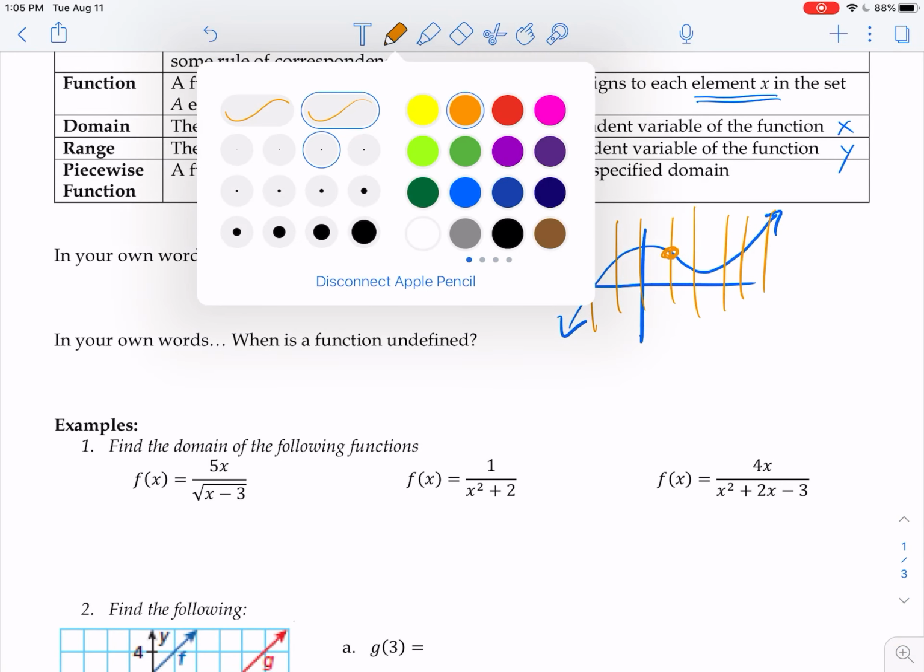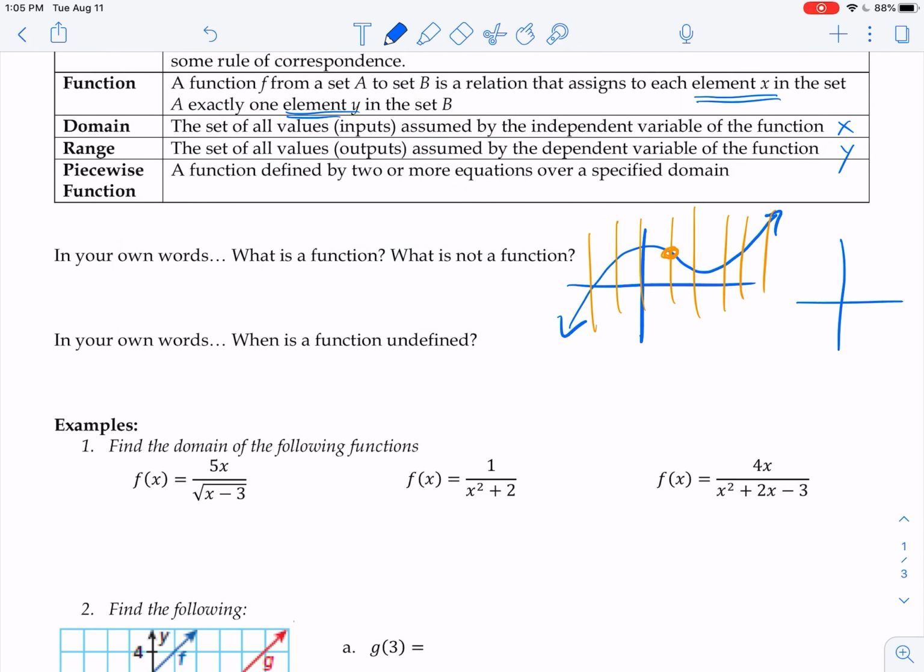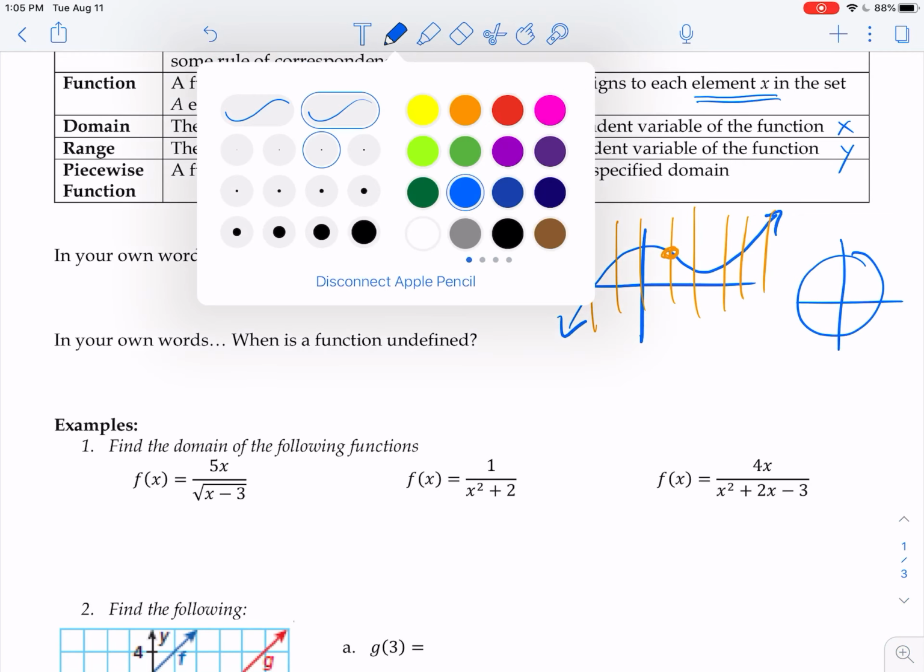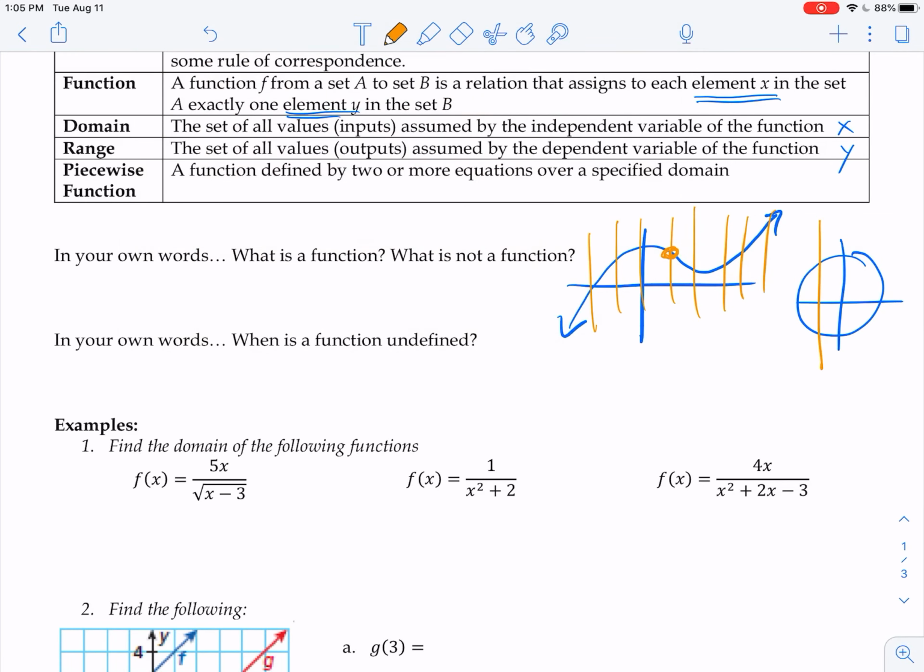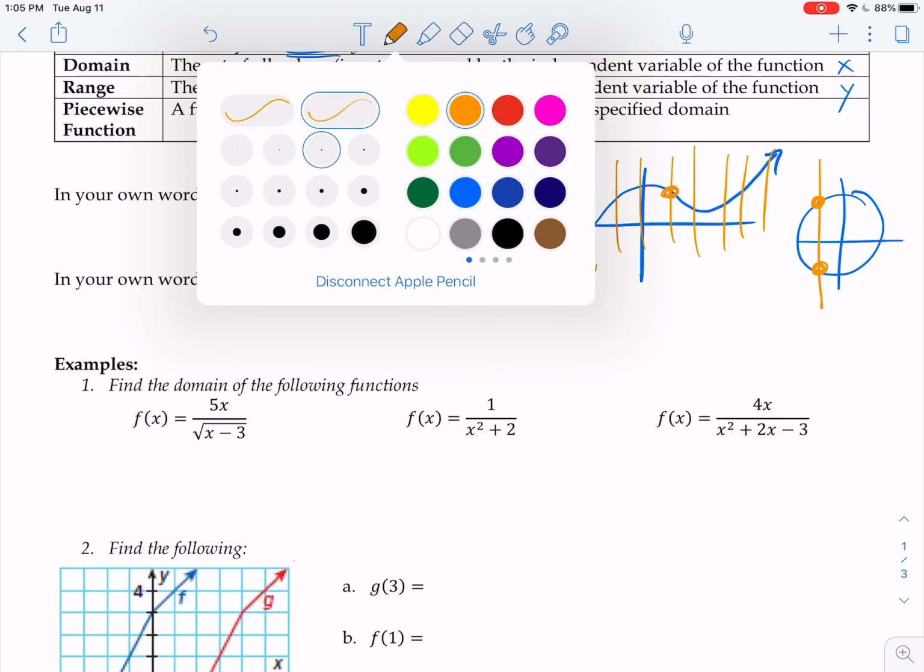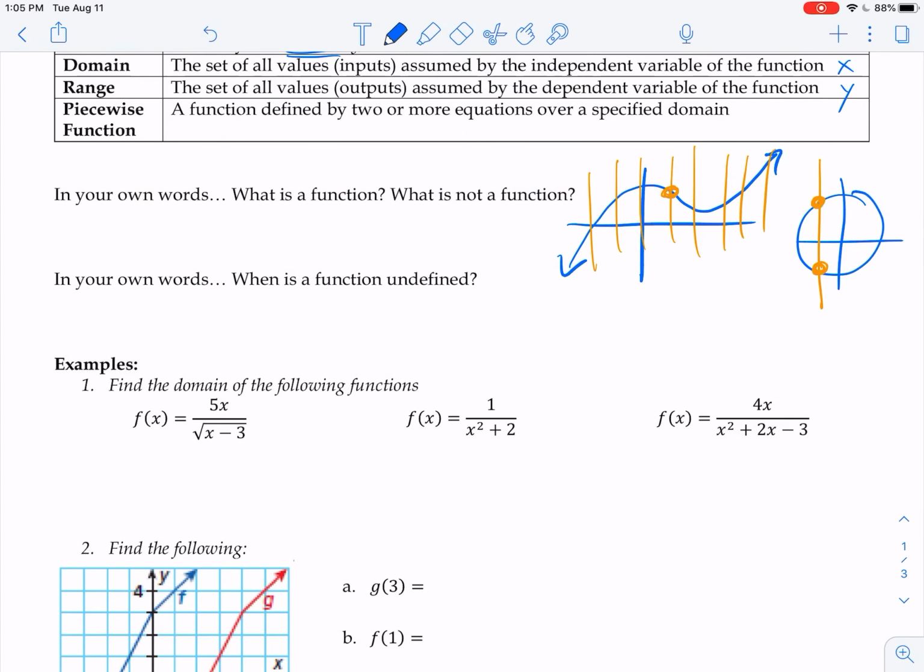If I have something like that circle we saw a second ago, when I go to do the vertical line test, I'm hitting it in two different places. So that would not be a function. That should be mostly a review for you.